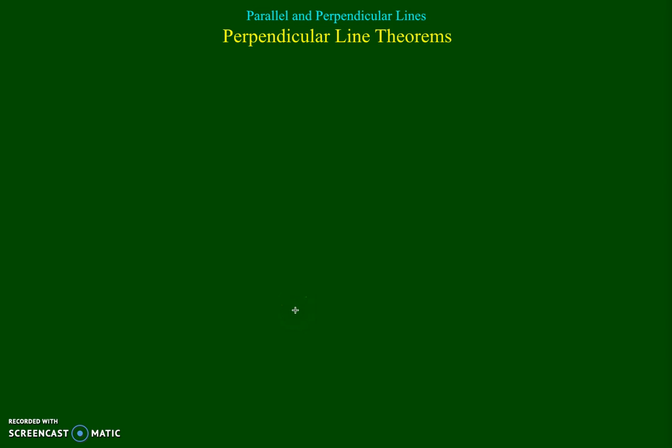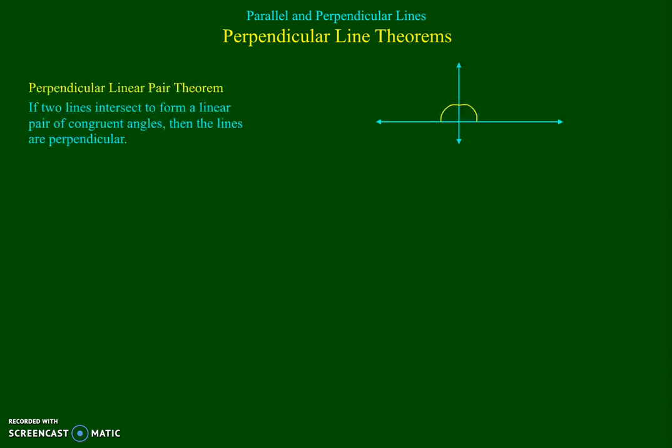We're going to look at what the consequence is of two lines being perpendicular and how to determine if two lines are perpendicular. So the first thing, we're going to look at the perpendicular linear pairs theorem. The perpendicular linear pairs theorem says, if two lines intersect to form a linear pair of congruent angles, then the lines are perpendicular. So here we have a pair of lines intersecting, and it forms a linear pair, and these two angles are congruent angles.